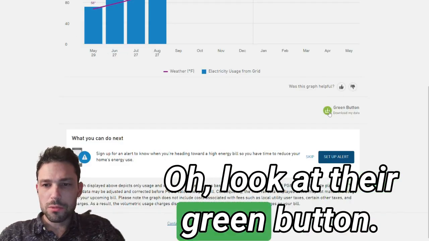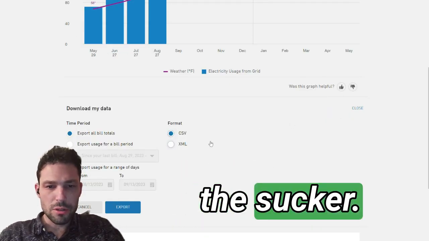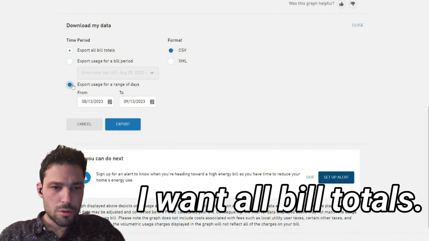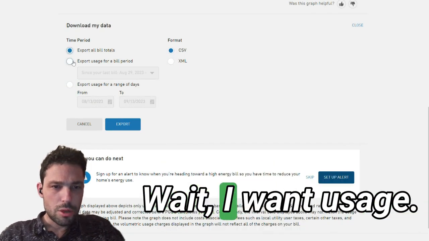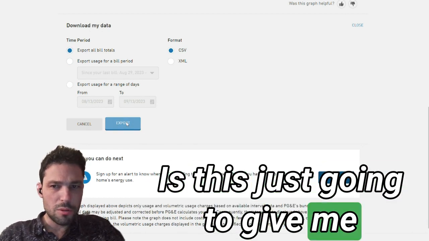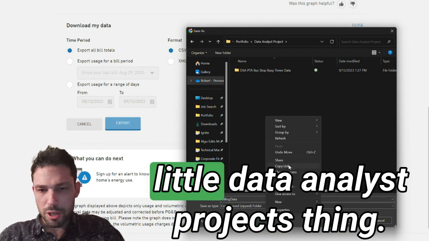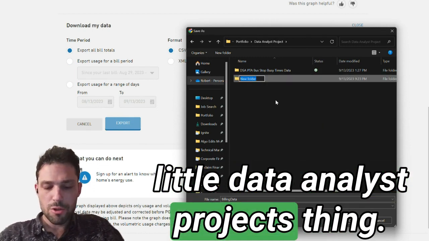Oh, look at there. Download my data. All right. Download the sucker. Let's put it in the CSV. That's basically a spreadsheet. Oh, almost. Wait. Use it. Is this just me? Money number.